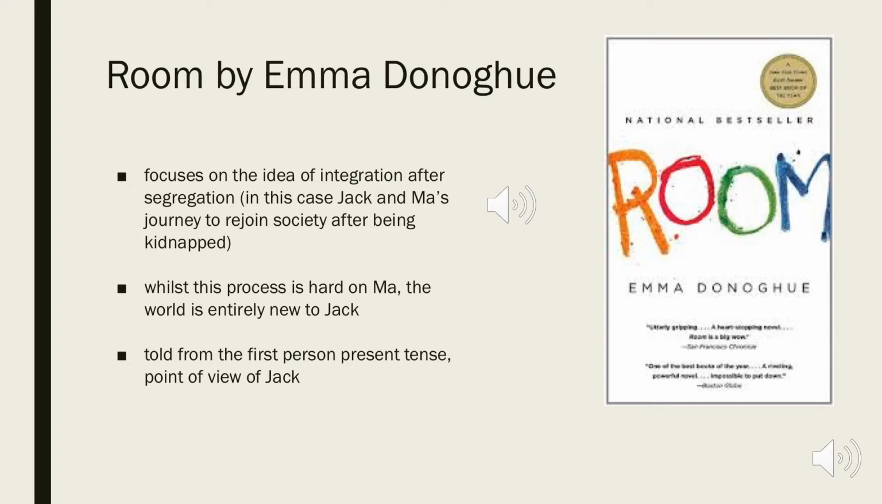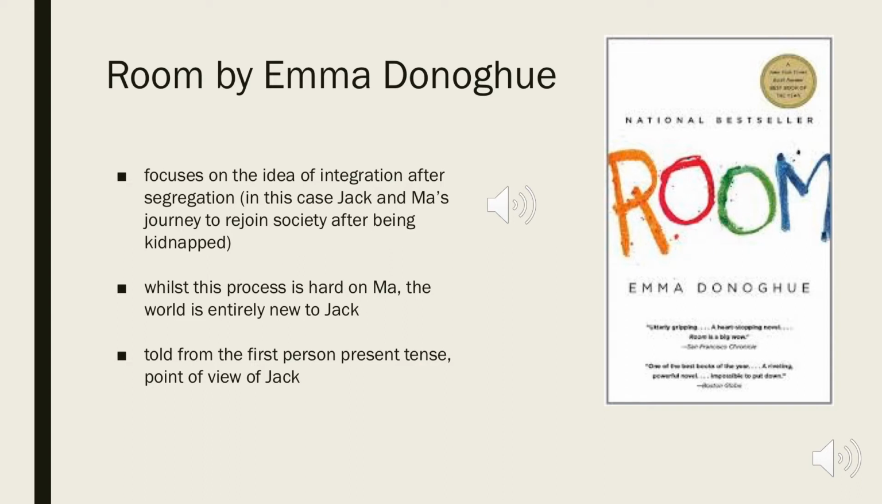The complexity of this story lies in the fact that Jack is 5 and therefore unaware of the fact that his mother has been kidnapped and that he is the product of a sexual assault, which is what the first half of the book focuses on, or that there is an outside world that he has been deprived of. The second half of the book focuses on life after Room, and the integration of Jack and Ma back into a rapidly changing society.